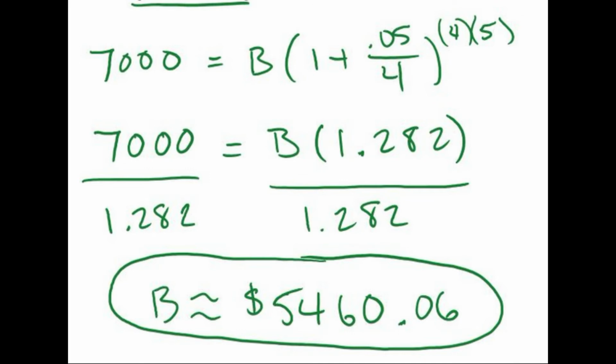So all of the stuff in parentheses is going to boil down into a number. So I just plugged it into a calculator, and it came out with 1.282. So B times that. To get rid of that, I'm going to divide it from both sides. So 7,000 divided by 1.282, and we end up with an amount of $5,460.06. So that is what you get.